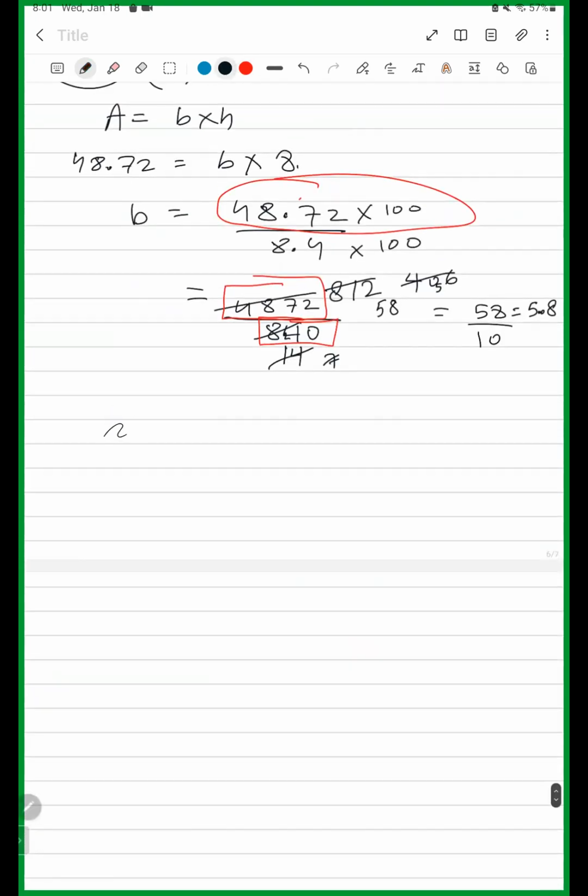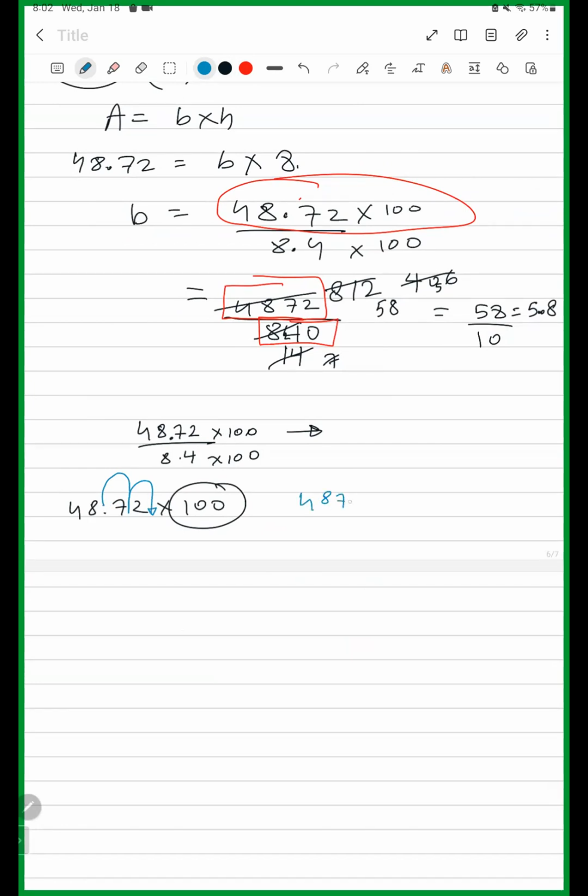Okay. So you have 48.72 by 8.4, multiplied by 100 on top and multiplied by 100 at the bottom. So on top, if you multiply, what will come? It's 48.72 multiplied by 100. How many zeros are there? 2 zeros. So your decimal point will shift 2 places to the right. 1, 2. Okay? It has shifted 2 places to the right. So that is 4872. Now where has our decimal point come? It has come here after the 2, right?